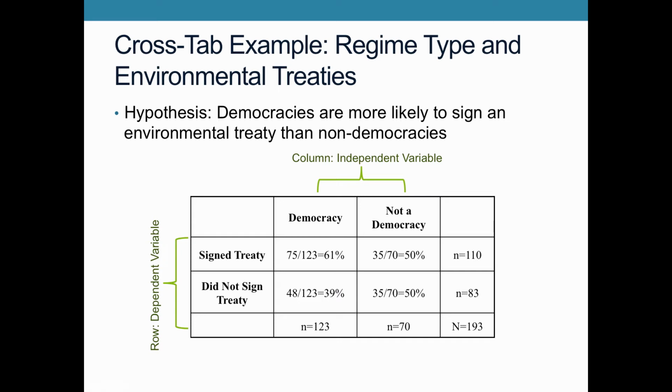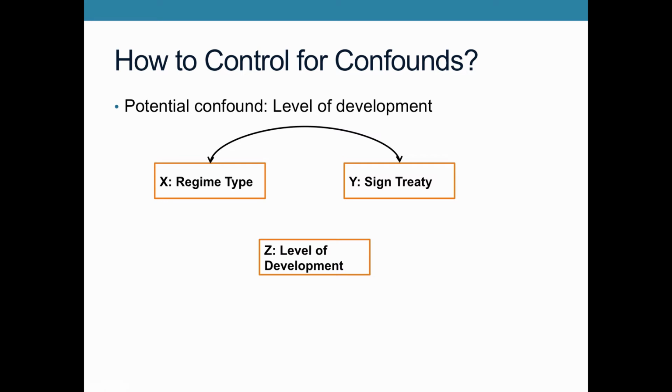The question is, can we control for confounds in any way? You have a thought that maybe there's a confound going on here: the level of development. If that were true, you get rid of the causal arrow that we saw here, and instead you have a curved arrow, because you think that being a democracy and signing a treaty are correlated, but it's not necessarily a causal relationship. We need to take level of development into consideration as well.